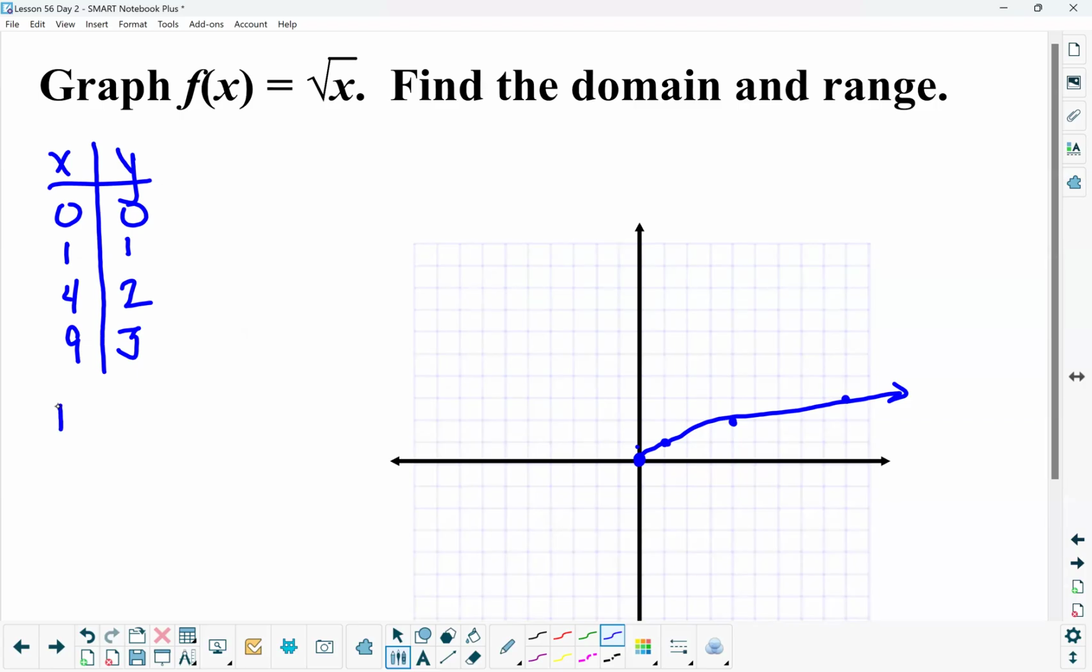The other thing we want to do is find the domain and range. Domain: well, we can get 0. That's the smallest value we can get, and then it just keeps getting larger and larger. Our range also goes from 0 to infinity. So there's our parent function, what we call the parent function, for the square root of x.